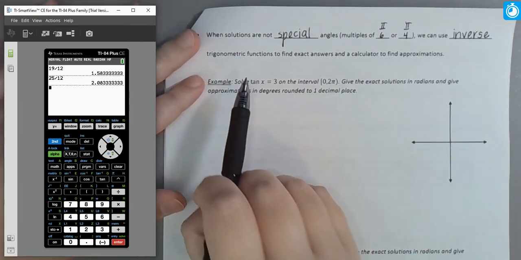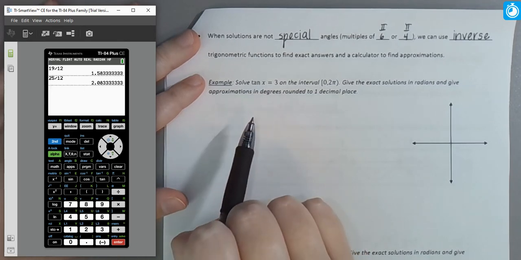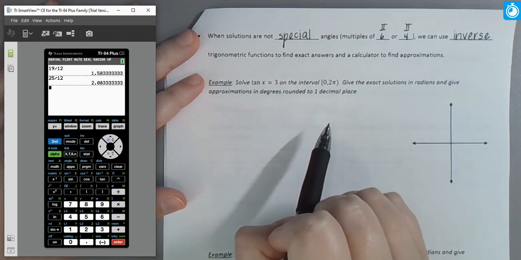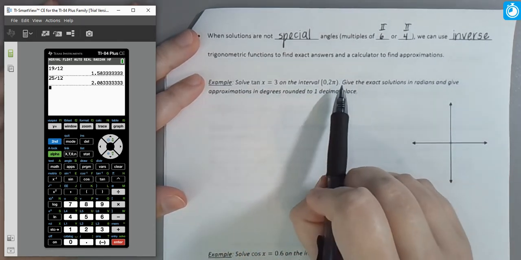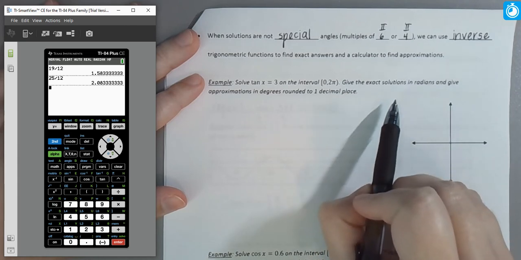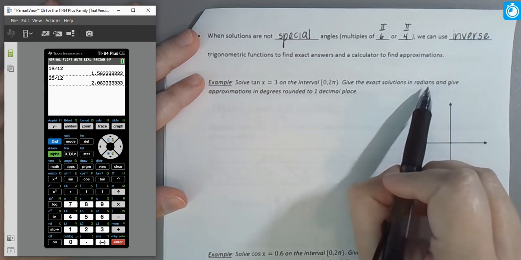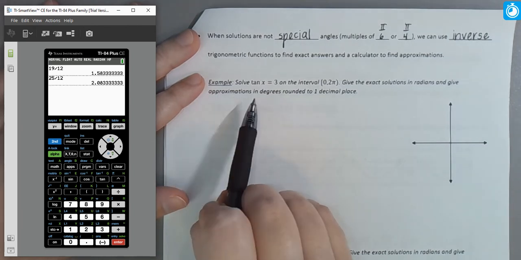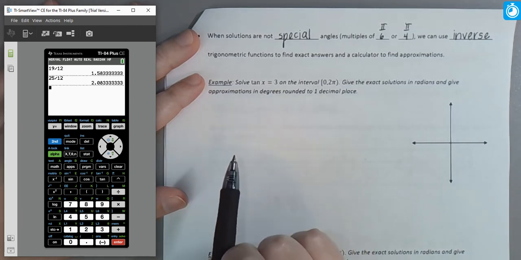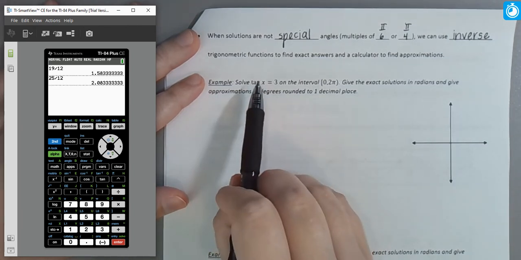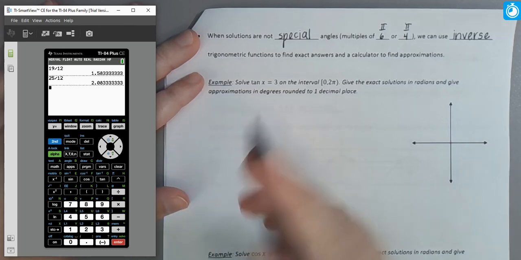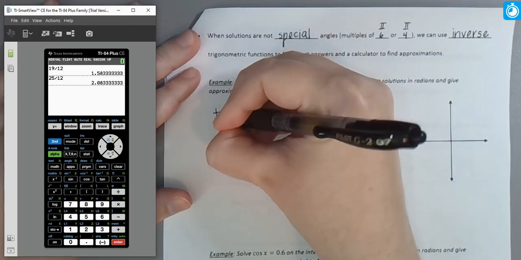Okay, so we want to solve tangent of x is equal to 3 on the interval from 0 to 2 pi. So we want the exact solution or solutions in radians, and then we want to do approximations of our solutions in degrees. So tangent of x is equal to 3. I'm going to write down our equation.